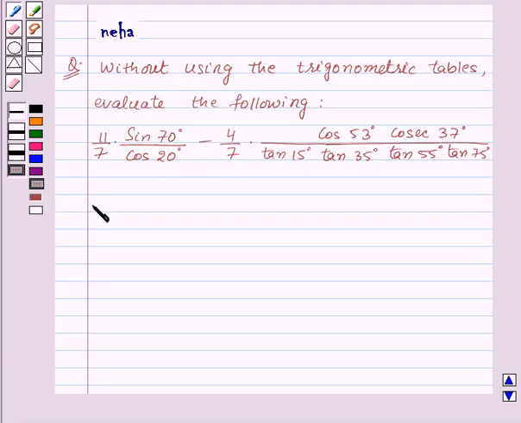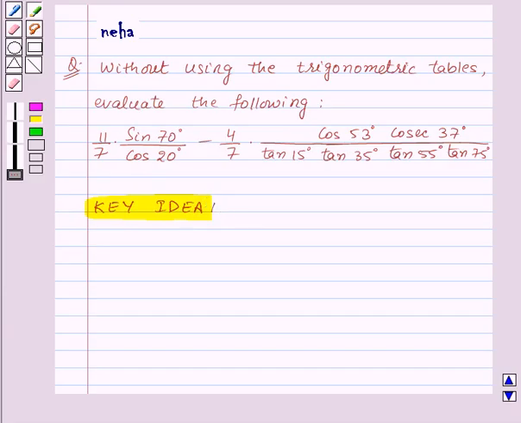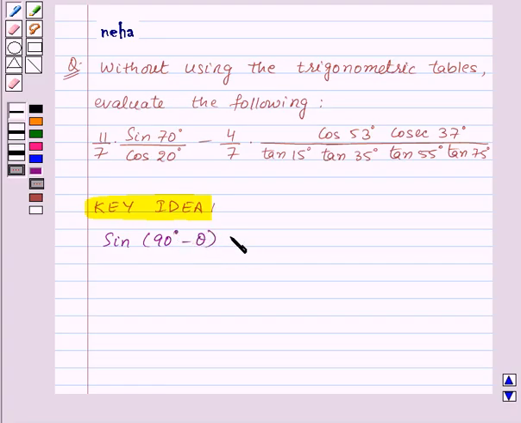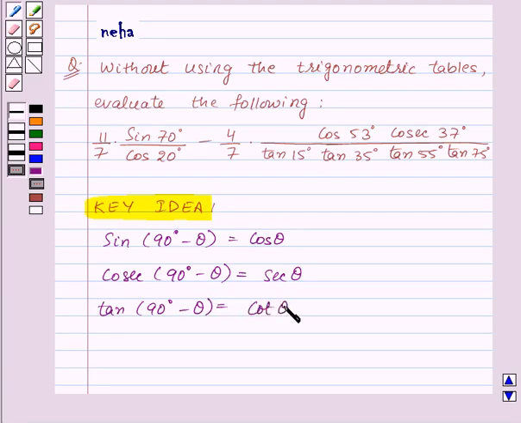Before moving on to the solution, let's see the key idea that we will be using for this question. For some angle theta, sine 90 degree minus theta is equal to cos theta. Cosecant 90 degree minus theta is equal to secant theta. And tan 90 degree minus theta is equal to cot theta. Now let's move on to its solution.